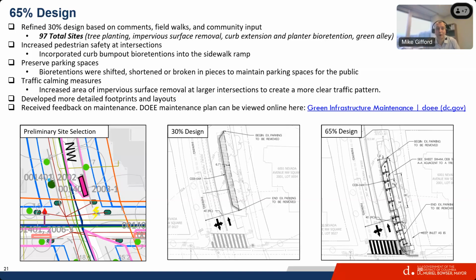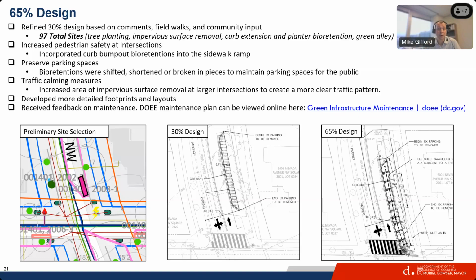So on the bottom here, you can see our preliminary site selection were just generally where these could fit. At the 30% design, we really started to lay out the footprints of the sites, which is what's shown in the center there of where these could be. And then at 65% design, we refined them, added details to the facilities, but also shifted and adjusted them. So some of the things that we tried to do at this point were increasing pedestrian safety at intersections. If we could, we tried to have the facilities at intersections such that they would reduce or work as traffic calming by tightening turn radius and also have less impacts on parking, as there's no parking allowed within the first 25 feet of the roadway by an intersection. And then it also would shorten pedestrian crossing distances, which is an added benefit for pedestrians.